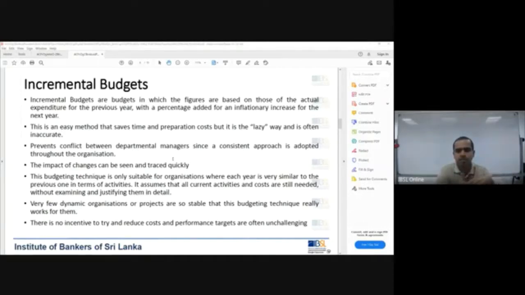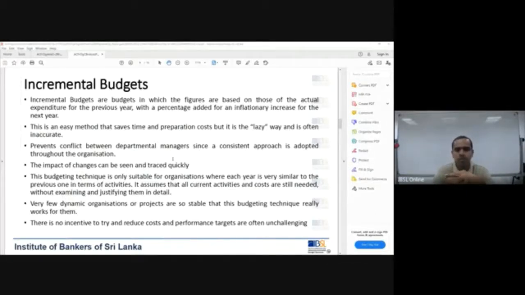This is an easy method that saves time and preparation cost, but it is a lazy way out and is often inaccurate. It prevents conflict between departmental managers since a consistent approach is adopted throughout the organization. But you don't get people, you can resolve conflicts because everyone is allocated almost the same budget, same increase. The impact of changes can be seen and traced quickly.